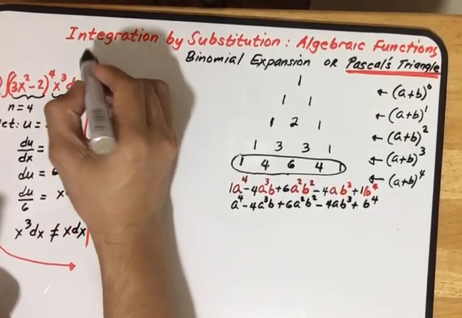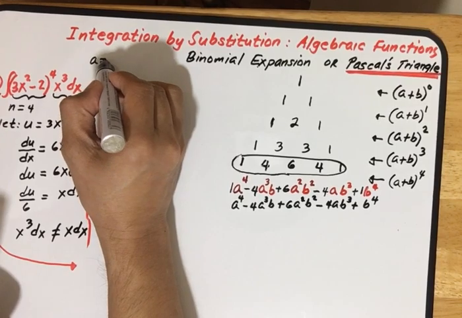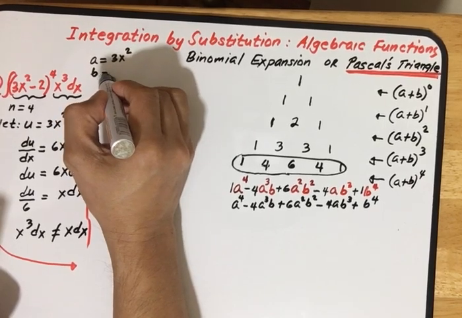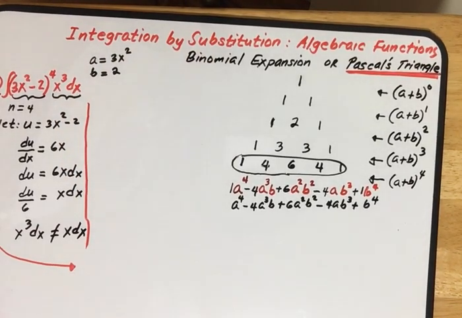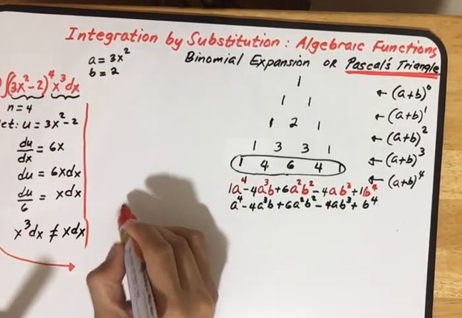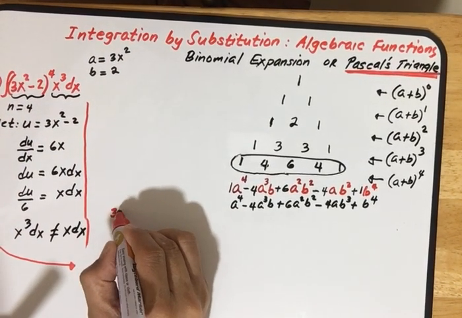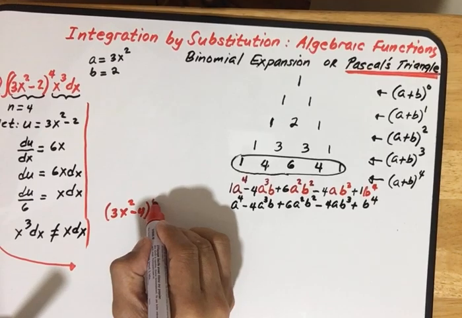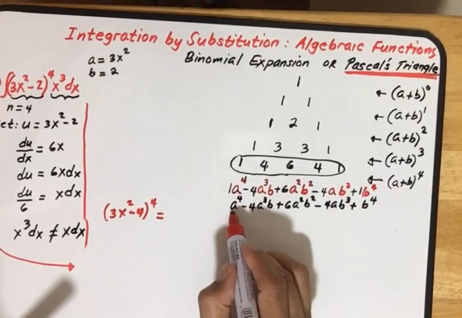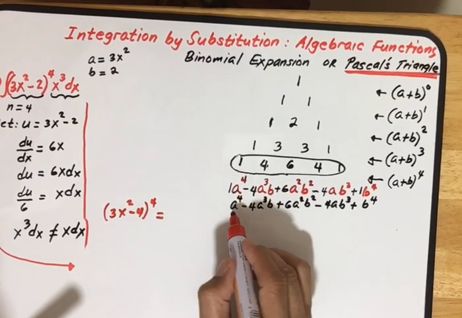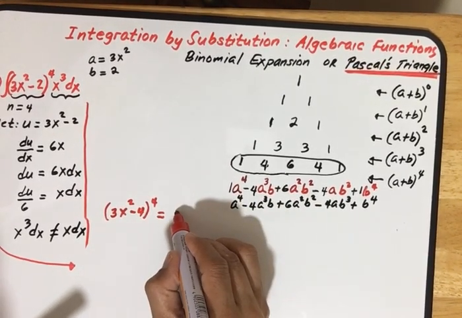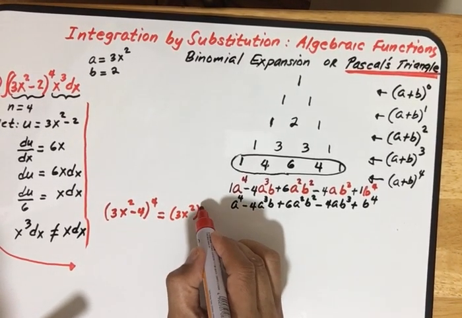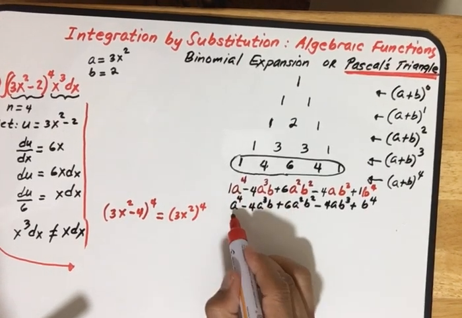From here, we can let our A equal to 3x squared, then our B equal to 2. So substituting, I will write it here. The expansion of 3x squared minus 4 raised to a power 4 is simply equal to, you just copy this one, A to the power 4. But our A is equal to 3x squared, then raised to a power 4. So that is our A.